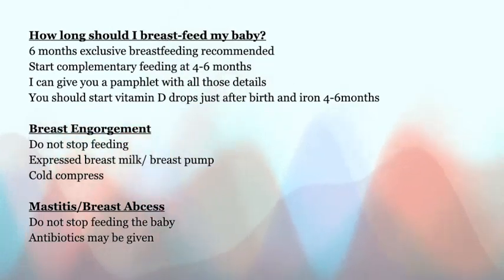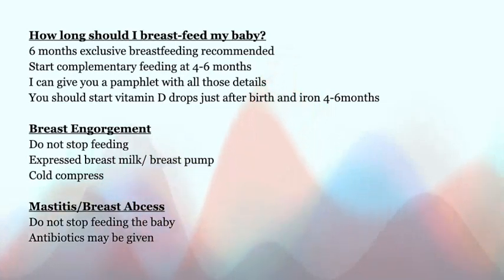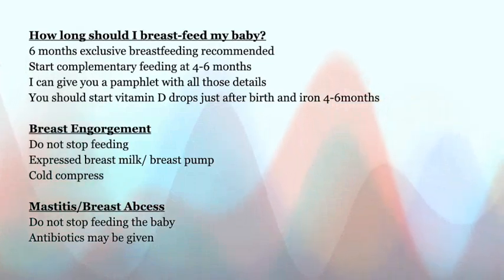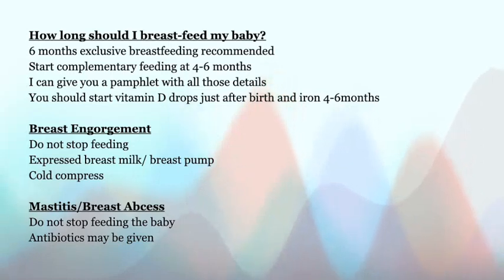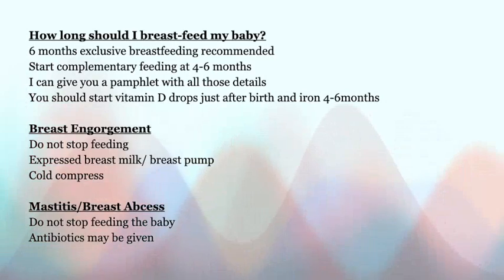But until the baby turns 4 to 6 months, there is enough iron in breast milk, but you should start supplementing the baby with iron after she is 4 to 6 months of age. And if the mother presents with conditions such as breast engorgement, you should advise the mother not to stop breastfeeding from that side. And you can advise the mother to express breast milk and use a breast pump, and use cold compression just after she finishes expressing from that breast or feeding the baby.